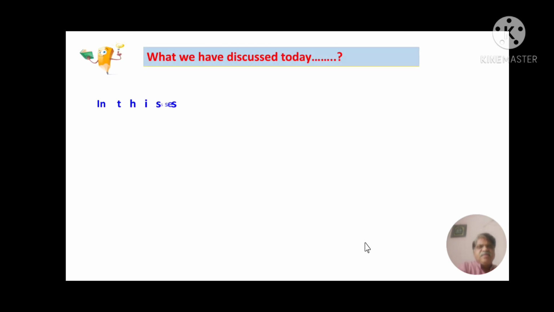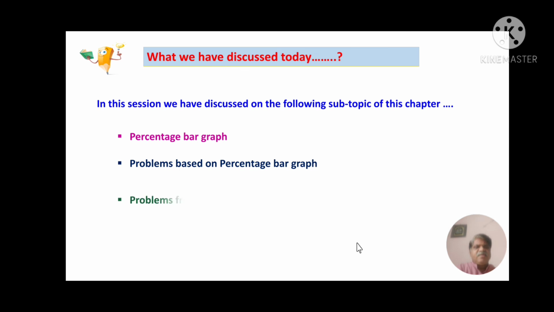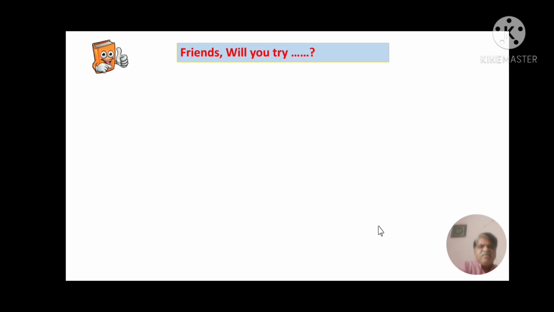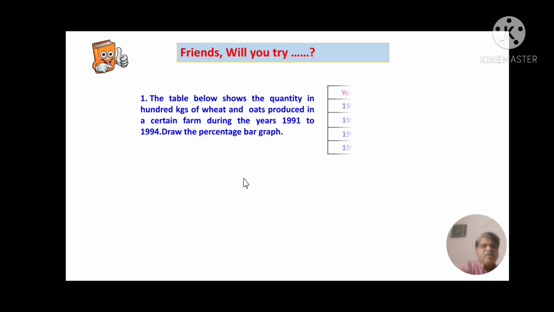So what we have discussed in this session are the following points: percentage bar graph, problems based on this percentage bar graph, and the problems from this practice set 11.3 specially. So can you try these, friends? The table below shows the quantity in 100 kgs of wheat and oats produced in a certain farm during the years 1991 to 1994. Draw the percentage bar graph.